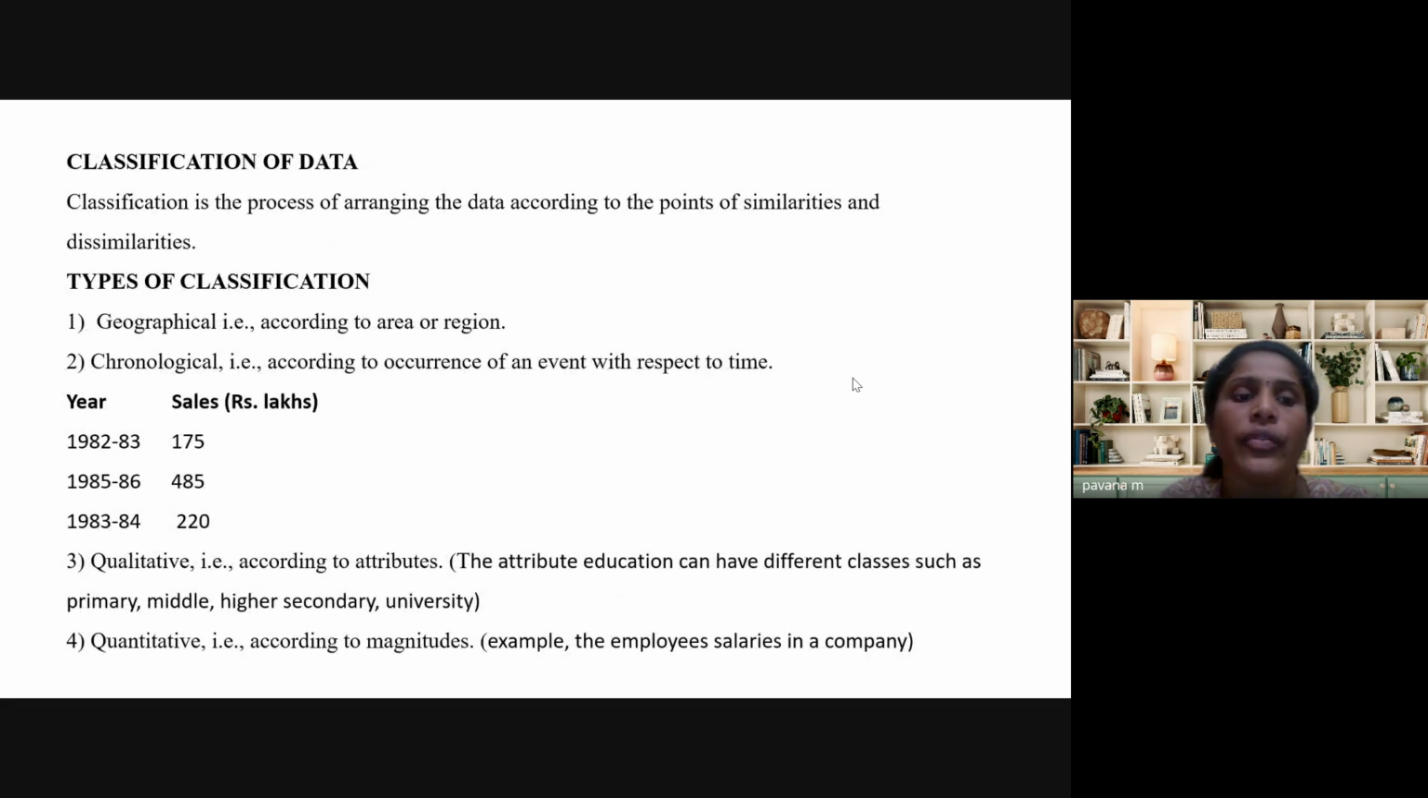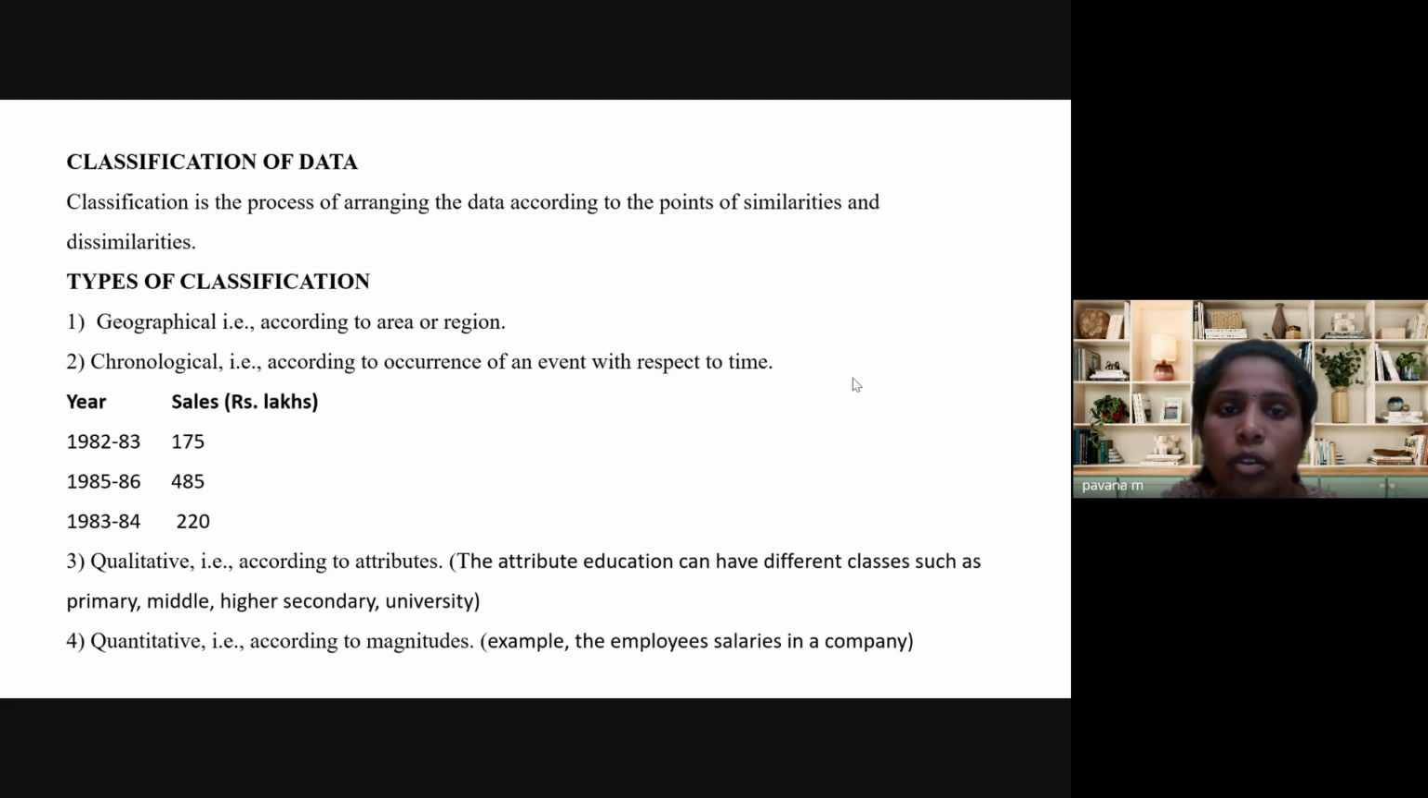And the next one, classification of data. So what is classification of data? As we discussed, collecting data and editing data, now we have to know what classification of data is. Once you have collected the data, you have to classify it. How do we classify the data? With the similarities and dissimilarities of that data, we arrange the data. That type of arrangement is called classification of data. So classification is the process of arranging the data according to the points of similarities or dissimilarities.